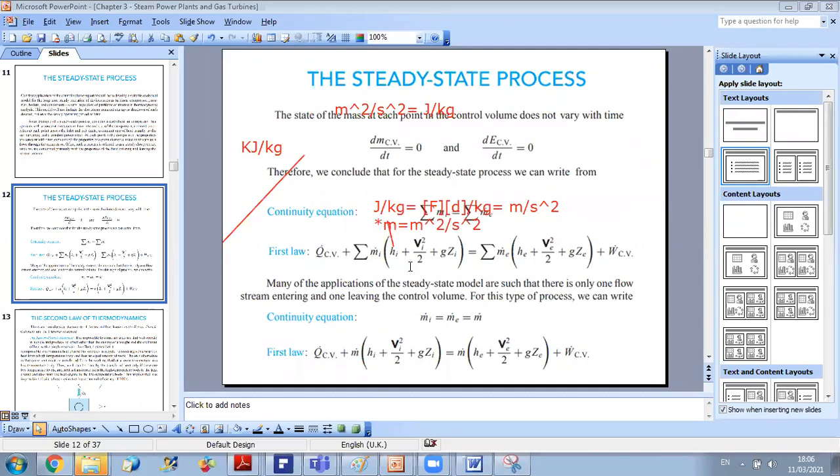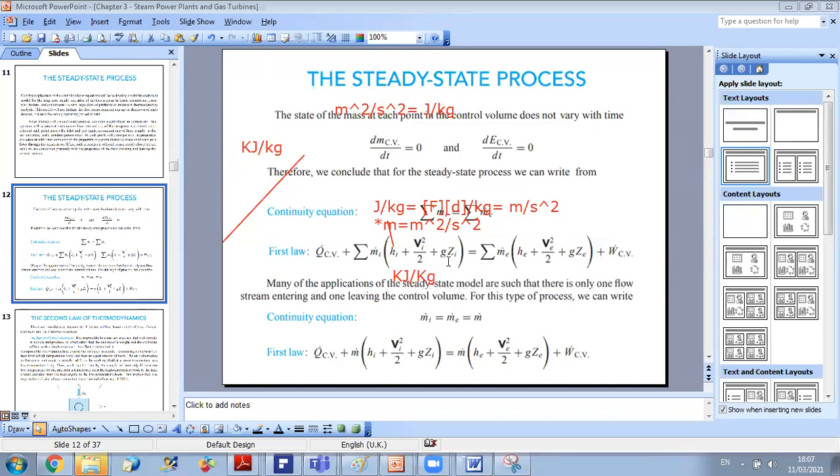But my thermodynamic tables are not giving me h in joule per kilogram. They give me h in kilojoule per kilogram. So I can do one of two things. Either I convert h to joule per kilogram by multiplying the value of h by 1000, or, for v square over 2, if I use v in meter per second, I should divide my result by 1000. Don't forget this, because if you don't, you will get wrong results.